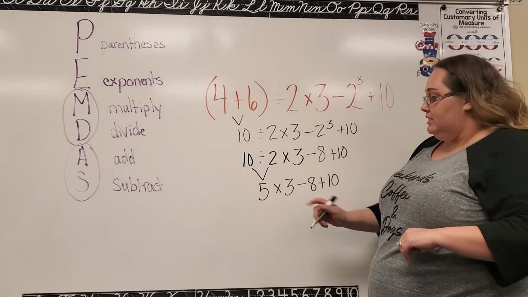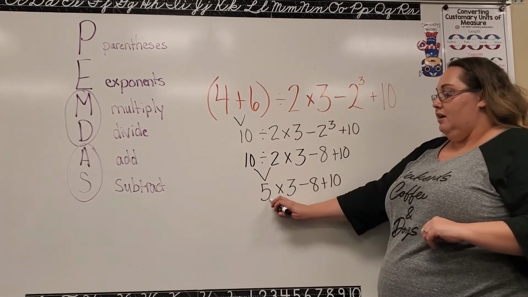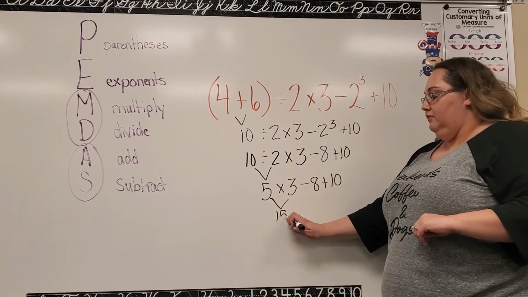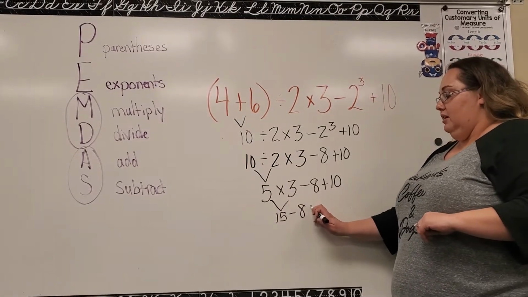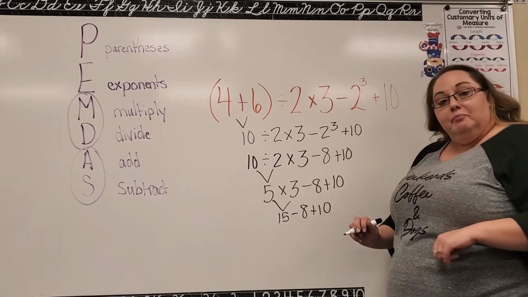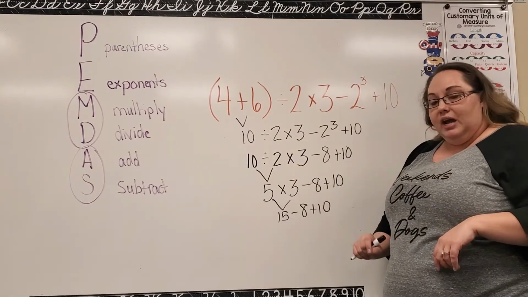My next step is to do the multiplication going left to right. 5 times 3 equals 15. Bring everything else down. My last 2 steps are to add and subtract going left to right.